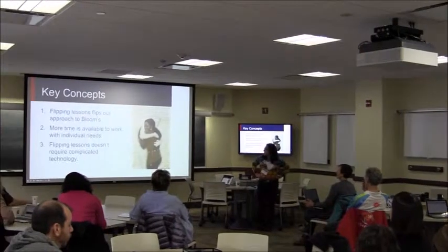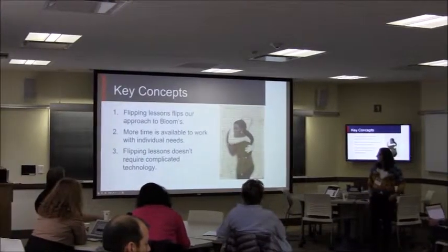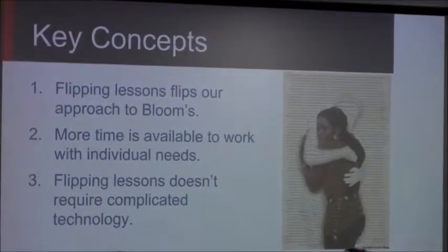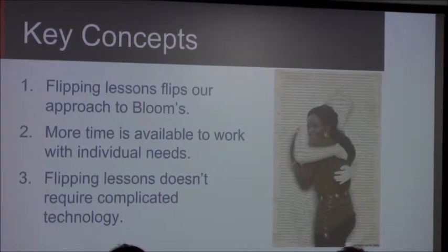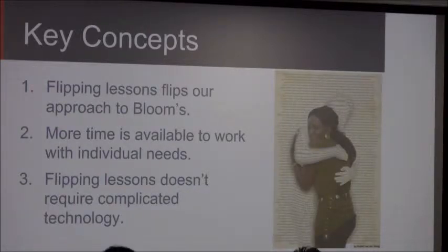Okay, so the key concepts that I hope you got in this brief part before we get to actually working on things is that it's really just flipping your approach to Bloom's taxonomy. It's not about where your homework is, and it does give you more time to work on individual needs, because you can focus on a specific student's difficulty or a specific area that the whole class finds difficult, and you know exactly where that area is because of the concept check. It's not complicated. It doesn't require complicated technology. Most of you were already using Desire to Learn. That's where that data came from. So you could just use what you already have.